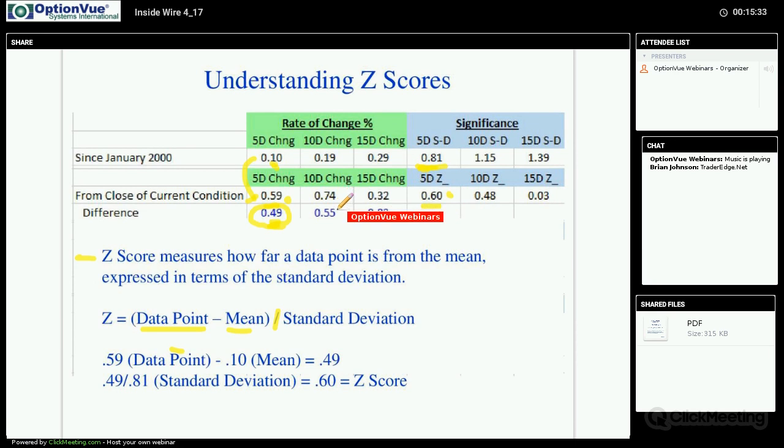Now let's look at the other ones. Here's a 0.74, that's 0.55%. That's not even half a standard deviation away from the mean. And then look at this one. We're at 0.32 to the upside, but the mean is at 0.29. It's almost flat, so the z-score is very close to 0, meaning it's very close to the mean. It really is not significant.